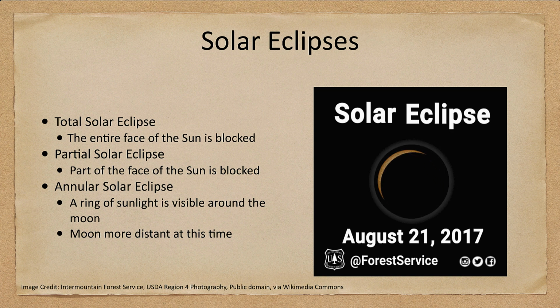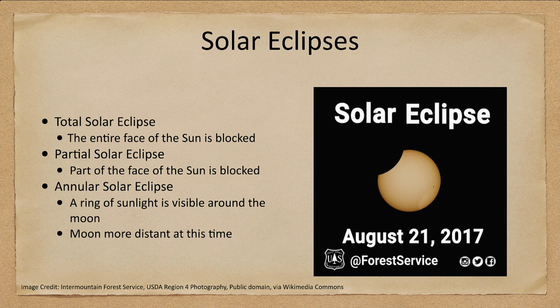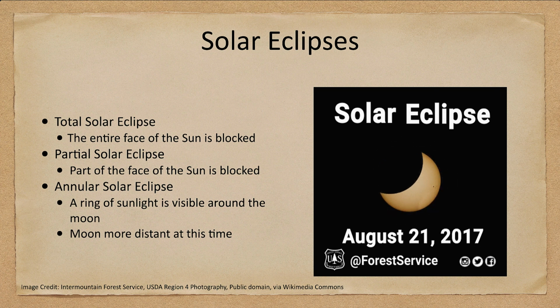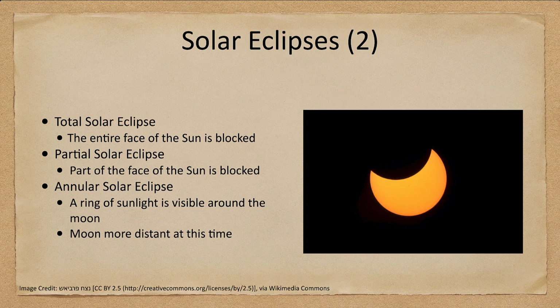Now, depending on where you were, you may have been able to see this eclipse, more or less, depending on what part of the country you were in. It was only a narrow band that is able to see the total eclipse. You've got to be positioned just right. If not, most of the United States saw a partial eclipse, which would be something like this.